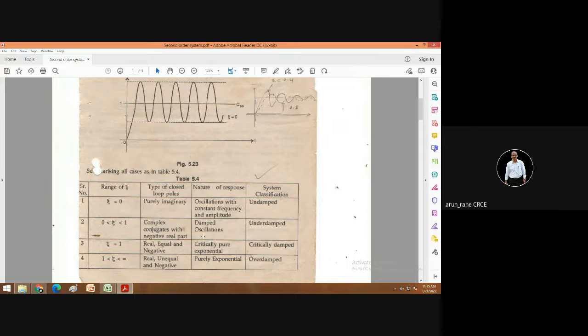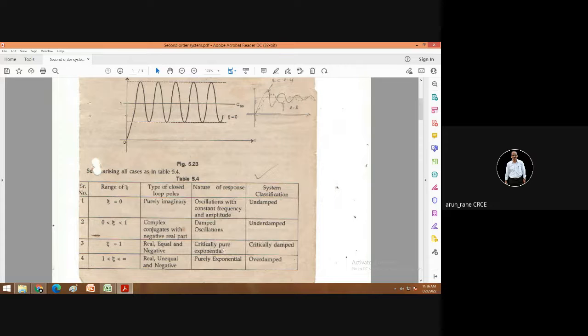In this case the value of zeta is between 0 and 1, and the closed loop poles are complex conjugates with negative real part. This also I have shown you in the different graphs here. Then critically damped.